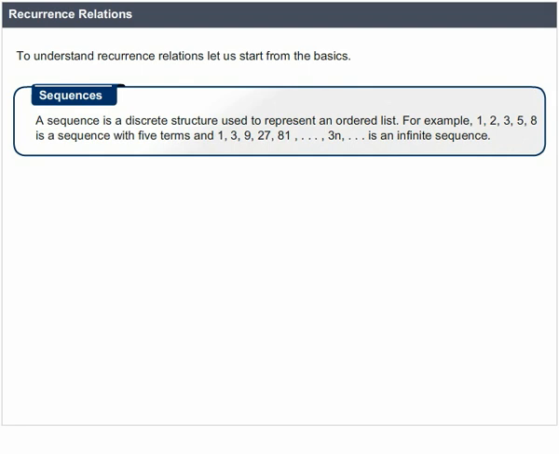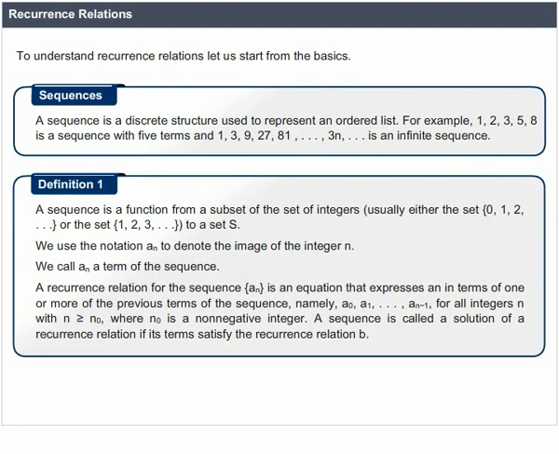Definition 1. A sequence is a function from a subset of the set of integers, usually either the set 0, 1, 2, etc. or the set 1, 2, 3, etc. to a set S. We use the notation a_n to denote the image of the integer n. We call a_n a term of the sequence.